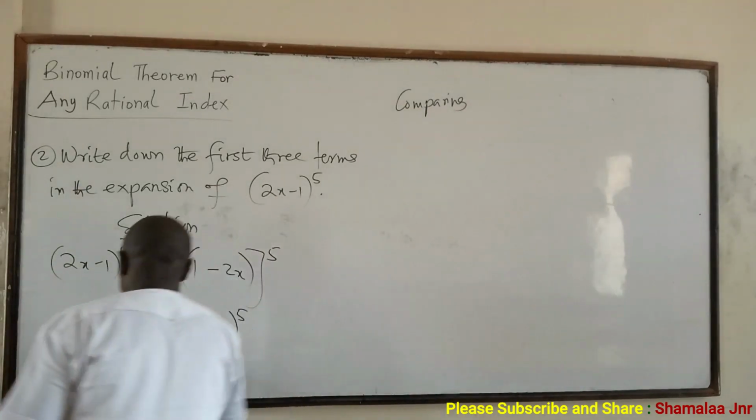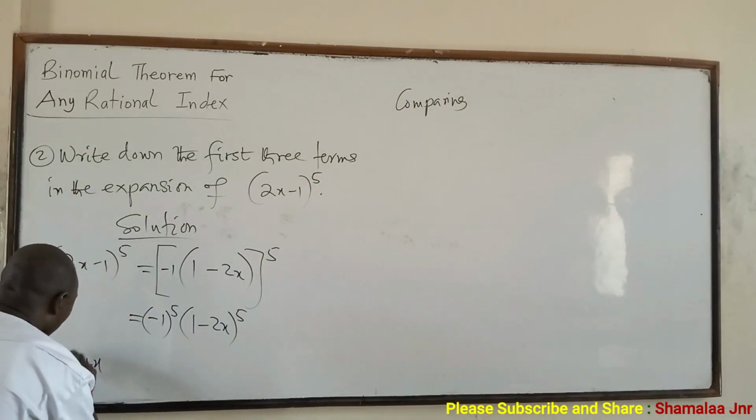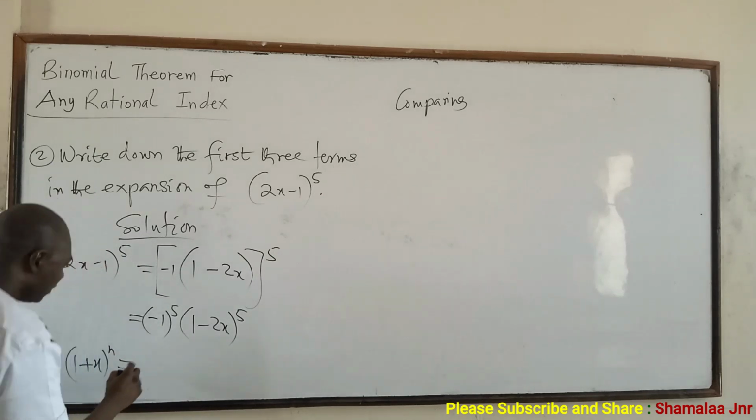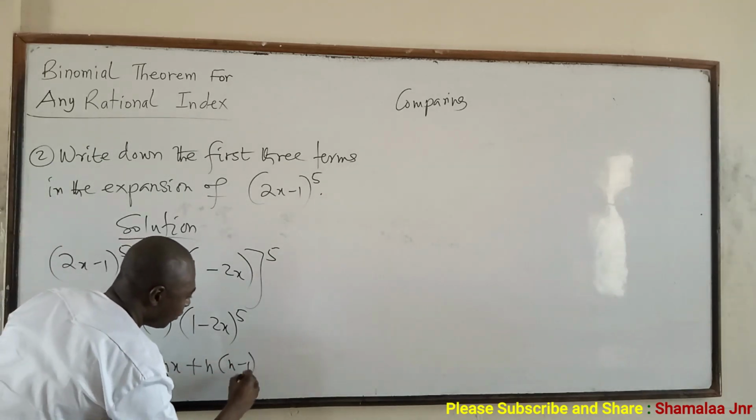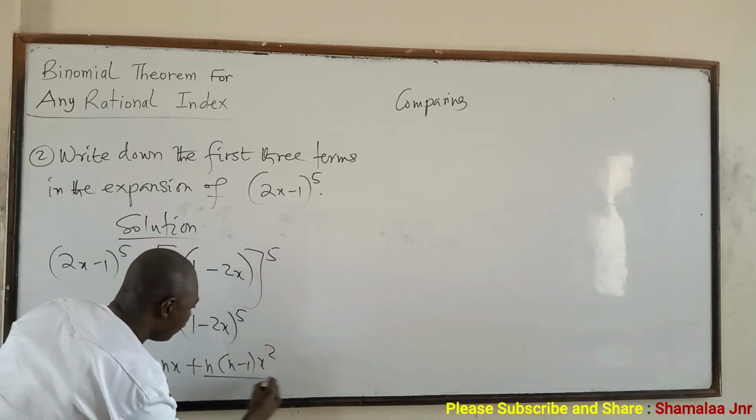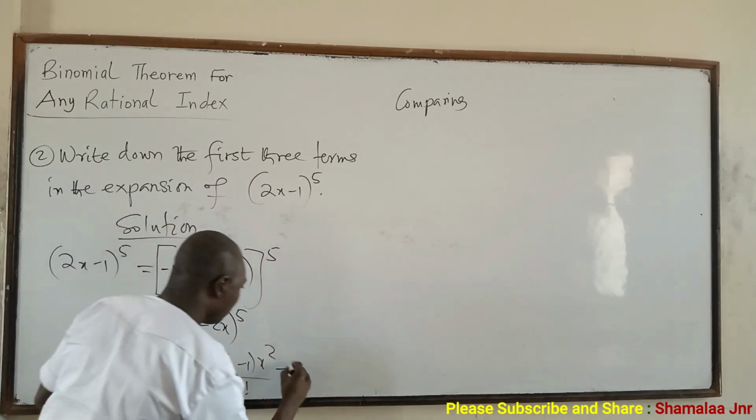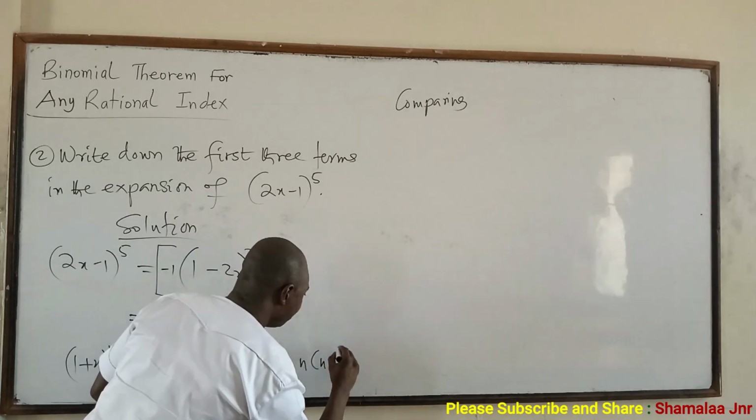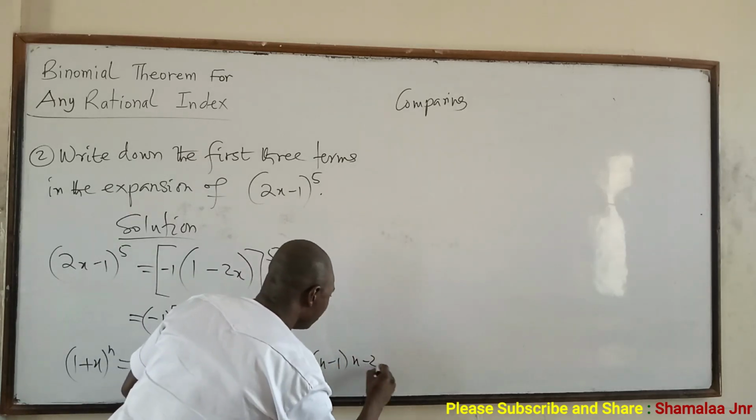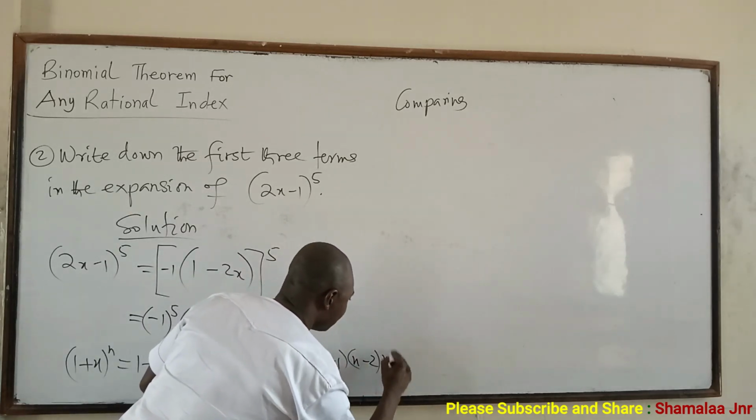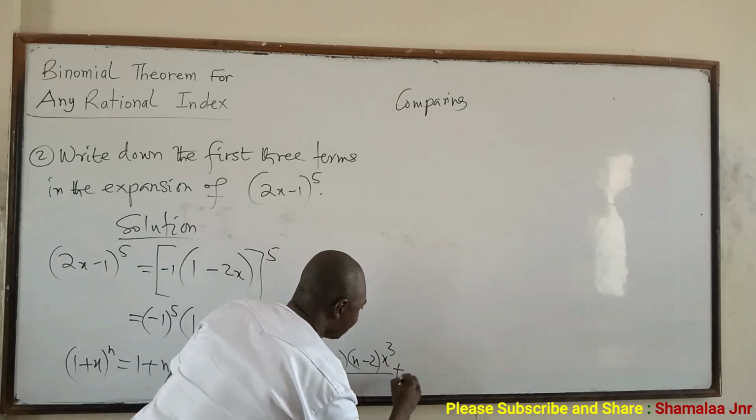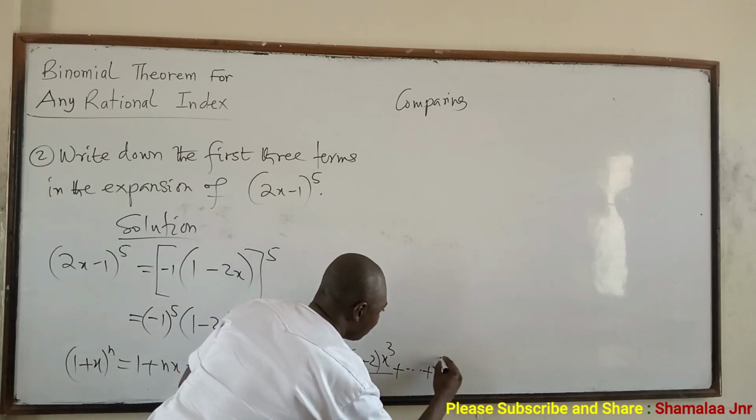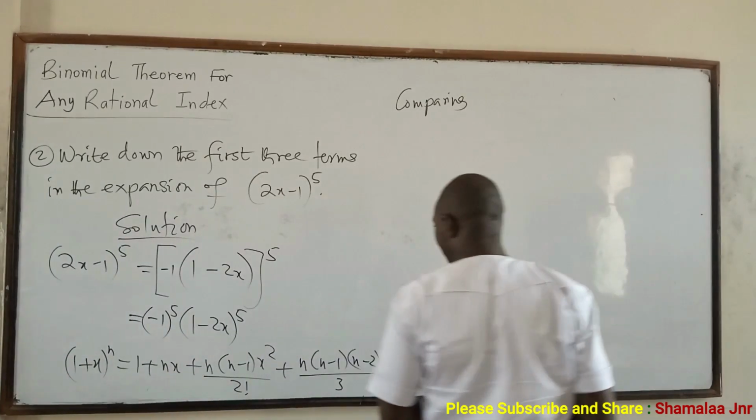let me write the formula first. The formula is (1 plus x) all raised to the power n. And this is 1 plus nx plus n(n minus 1)x squared over 2 factorial plus n(n minus 1)(n minus 2)x cubed over 3 factorial plus and so on, to plus x raised to the power n. Okay, so you have it this way.